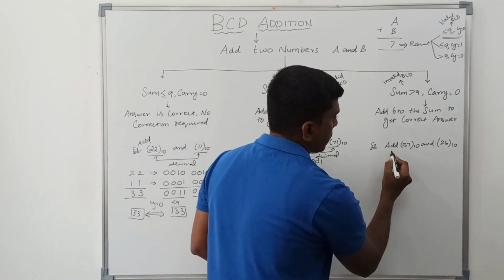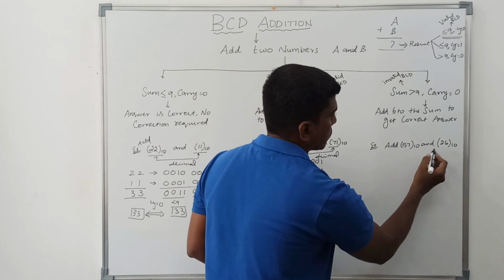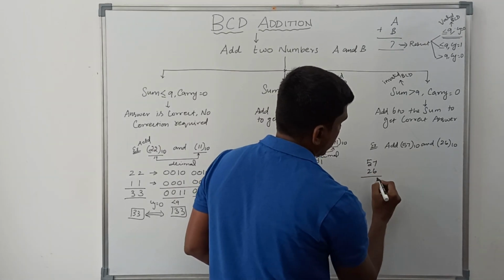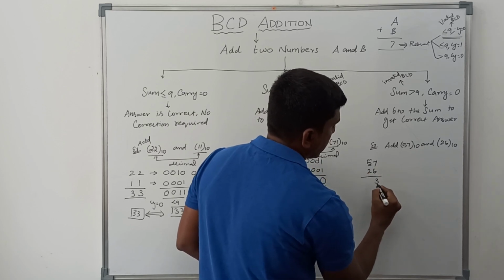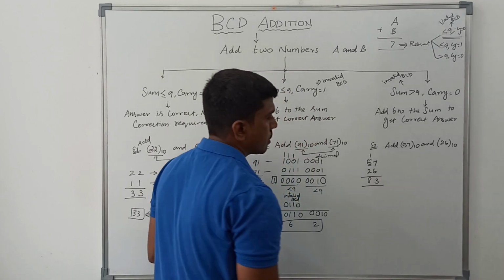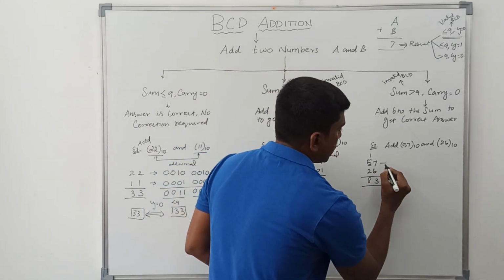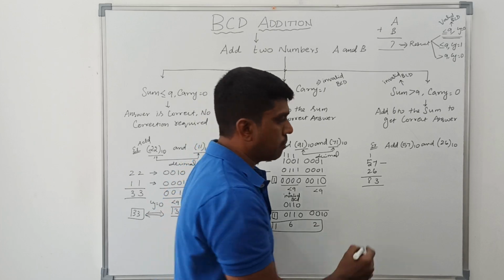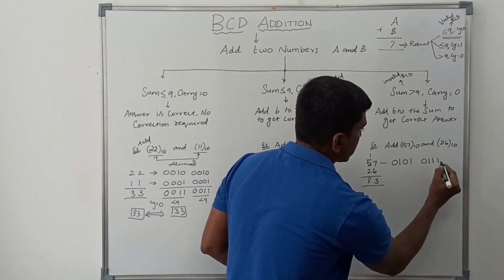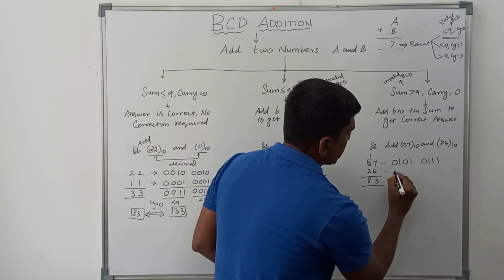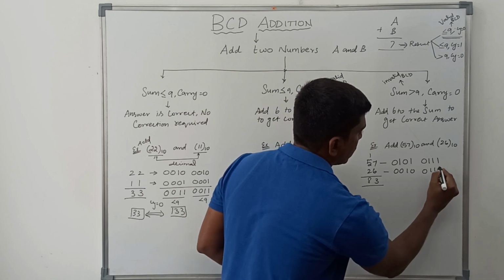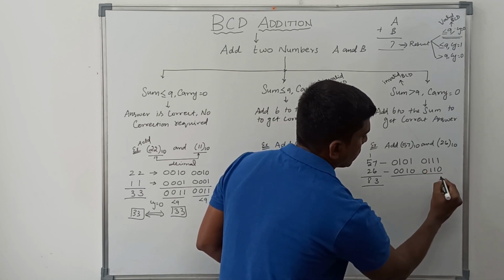Then come to the third problem. Add 57 base 10 and 26 base 10. 7 plus 6 is 13, and the carry propagates to the next digit, giving 83. Then you convert these decimal numbers into BCD numbers. 57 is 0101 0111. The equivalent BCD number of 26 is 0010 0110. Just add these two numbers.